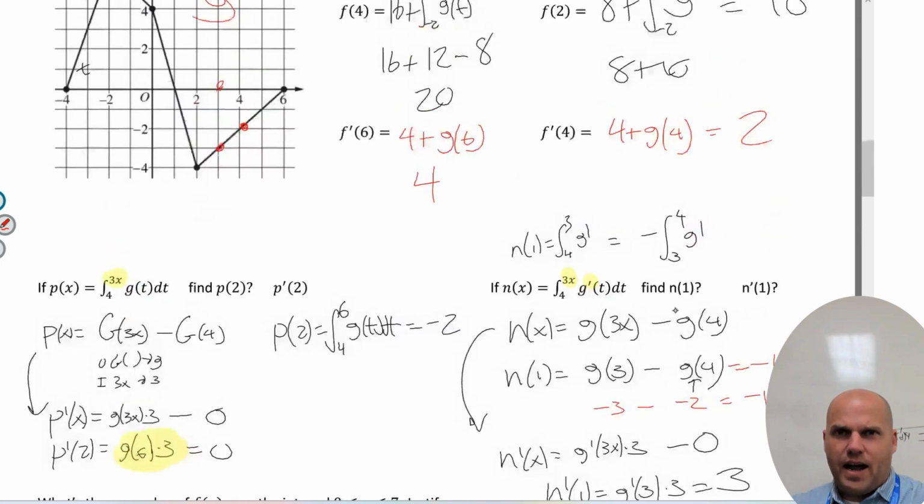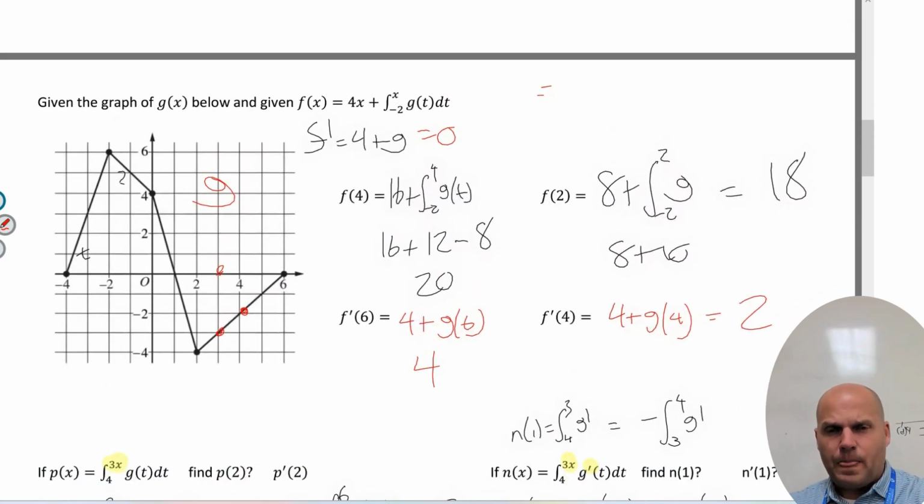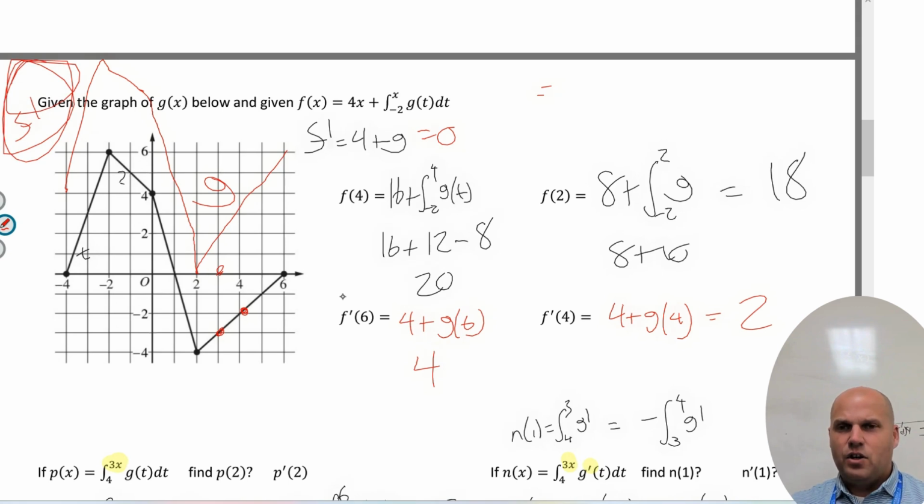Max of f. All right, f. Boom. Max of f. I've got to look at 4 plus f. Add 4 to everything. You're all the way up here, you're all the way up here, you go all the way up there, and we go all the way up here. There's f prime. This is now f prime, this graph. Notice it's positive everywhere.